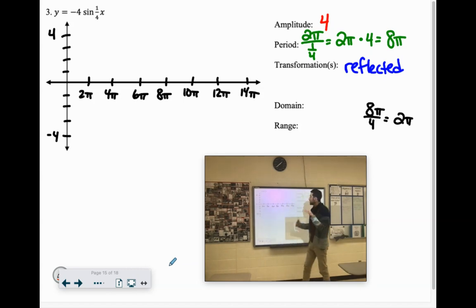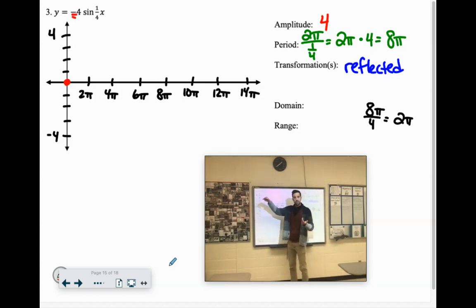So what are we dealing with? Sine? Sine is typically starting at the center of our graph. So we're starting right at the center, 0, 0, right there. Typically, sine goes up from there to the tallest point, but we have negative in front, so it's reflected. So now it's going to go down 4 units.